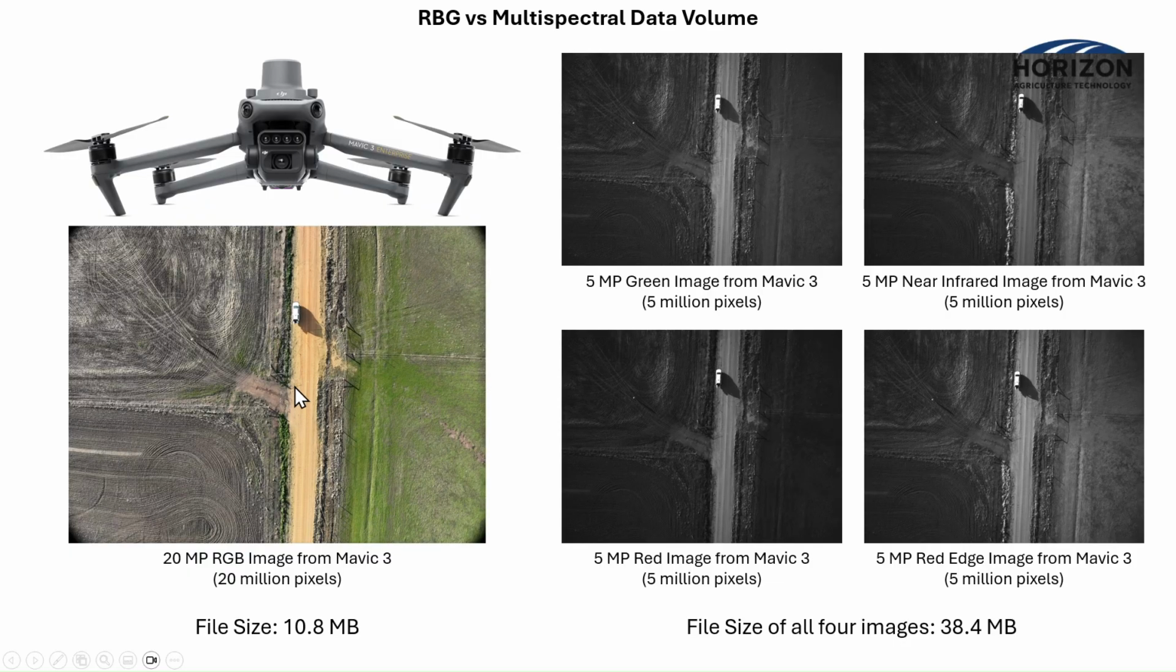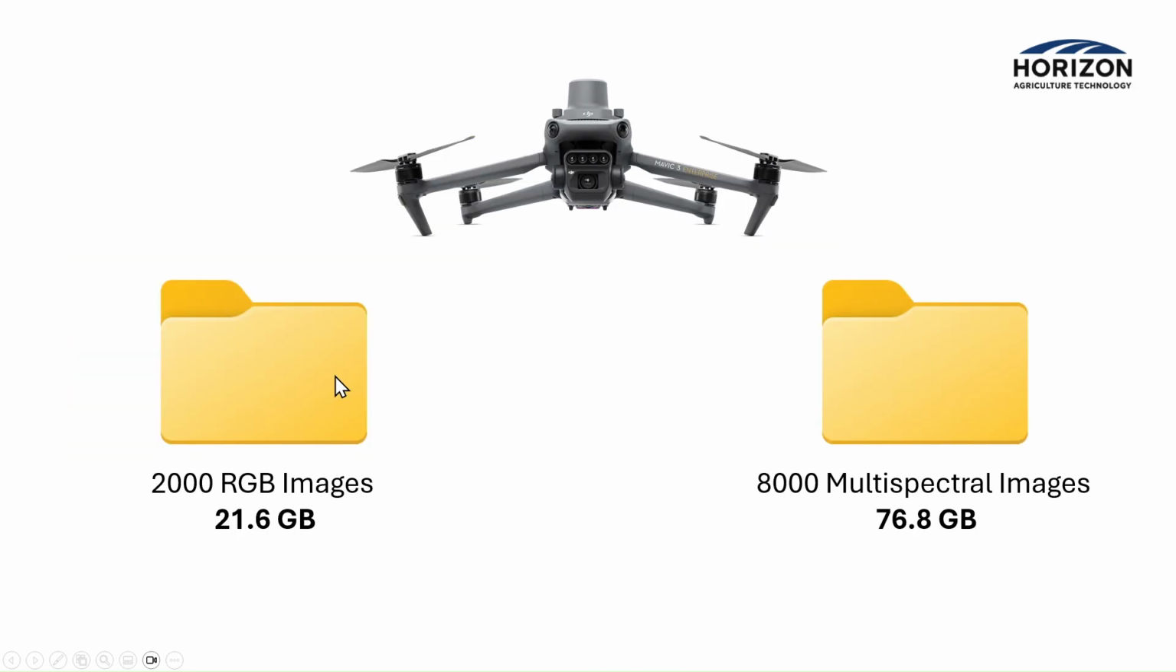This one RGB image is 10.8 megabytes, and the frame is larger, so it covers a lot more ground than multispectral images. The 4 multispectral images combined here are 38.4 megabytes and cover less ground than the RGB image due to a smaller frame. So you have almost 4 times the amount of multispectral data as RGB data, capturing a smaller area. When you scale this up, the file sizes can really impact processing times.